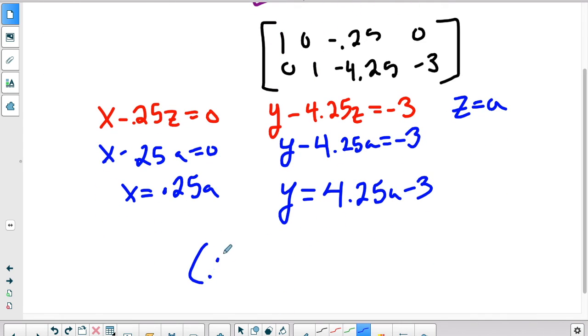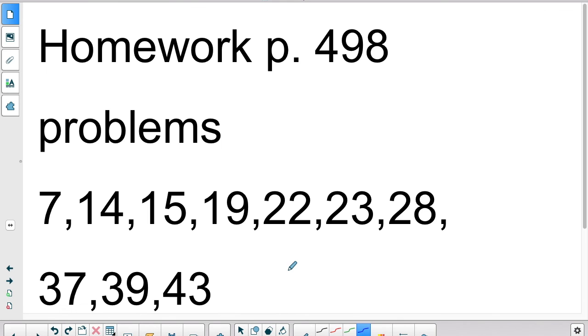So our final solution for this is 0.25a, comma 4.25a minus 3, comma a. And that's it for chapter 7.3. That's all we're going to do for this year.